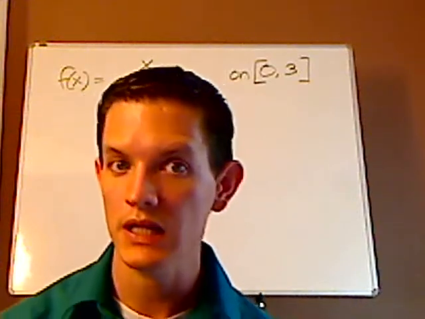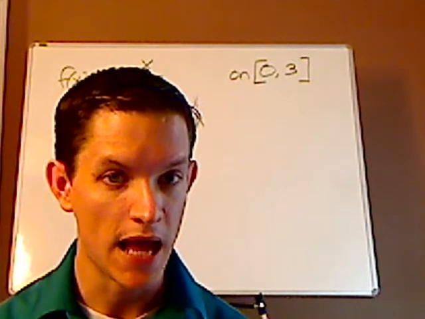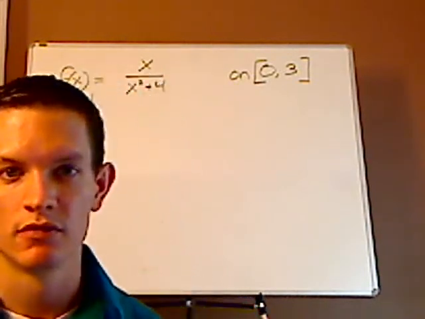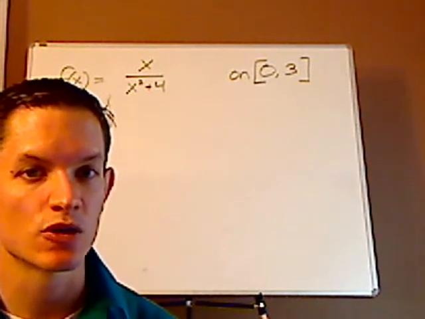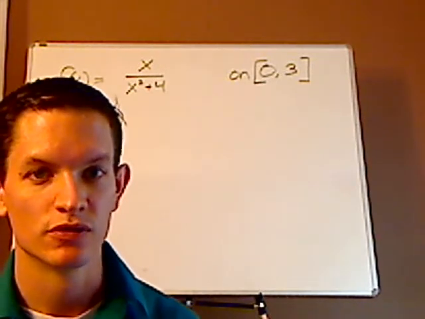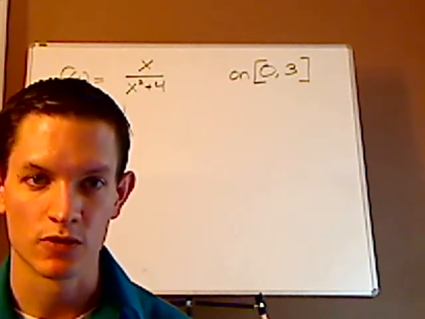Hi, I'm JD, and what we're going to be doing today is finding the absolute max and absolute min of this function, x over x squared plus 4, on the closed interval 0 to 3. So if you would, pause the video and see if you can try this one on your own.